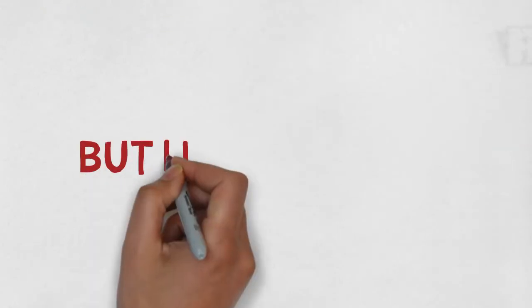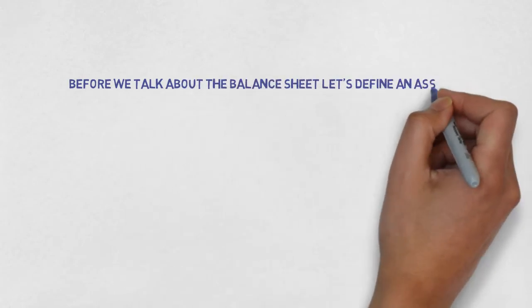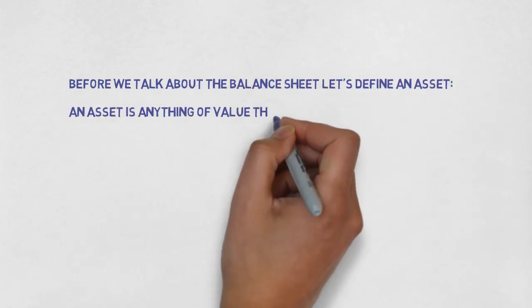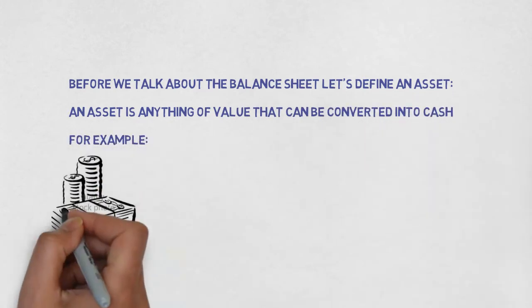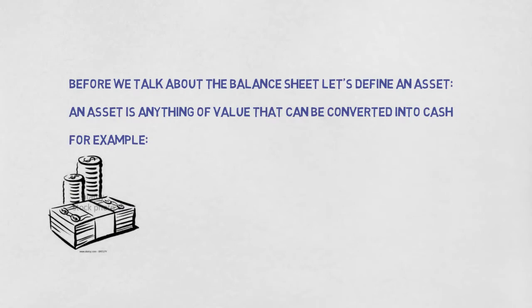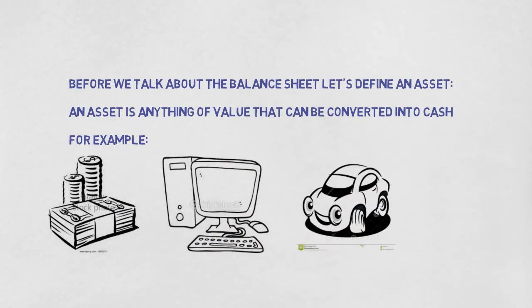But hey, be nice. Before we talk about the balance sheet, let's define what is an asset. An asset is anything of value that can be converted into cash. So cash is an asset. Other examples would be a computer, a car, a house, you name it.